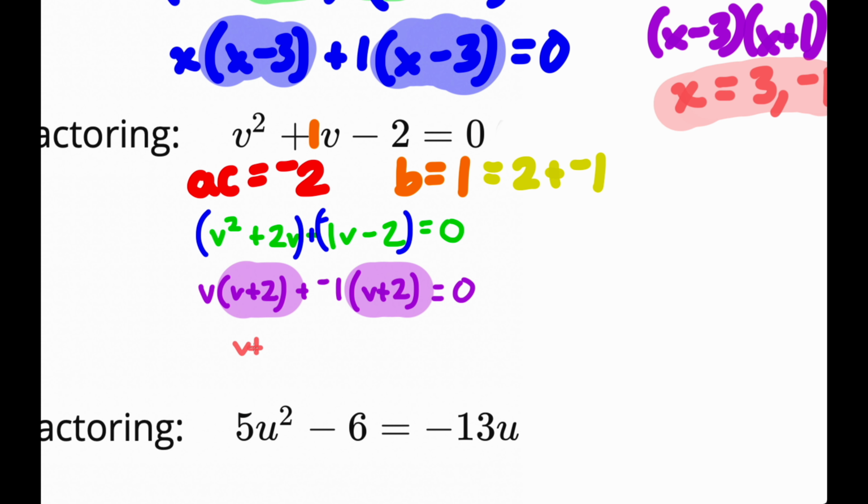I'm going to factor out a v plus 2 with the v minus 1, and set that equal to 0. The last step is to solve each of those equations equal to 0. So you have -2 and you have 1, and those are the two answers for that one.